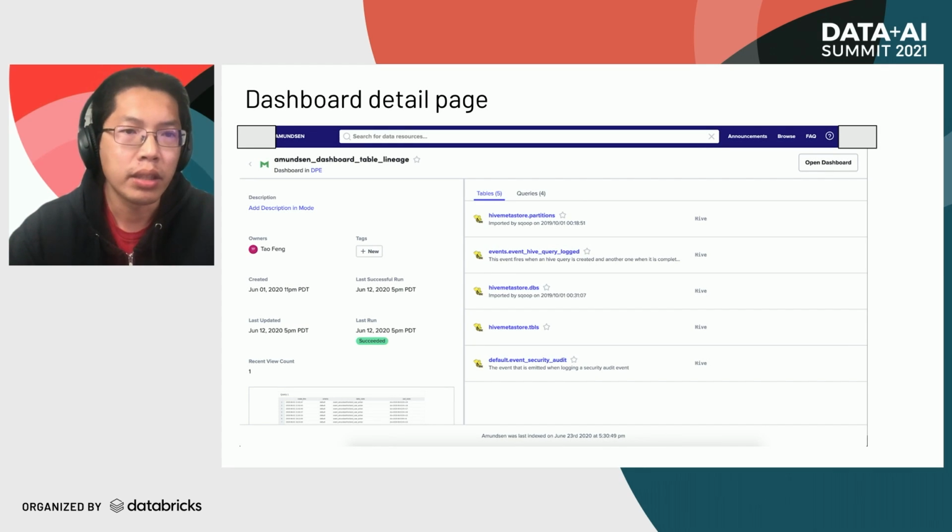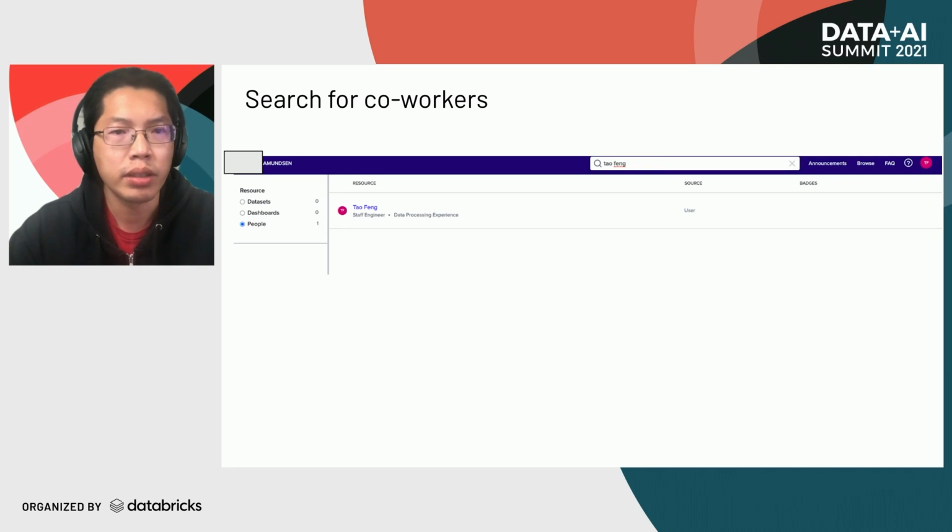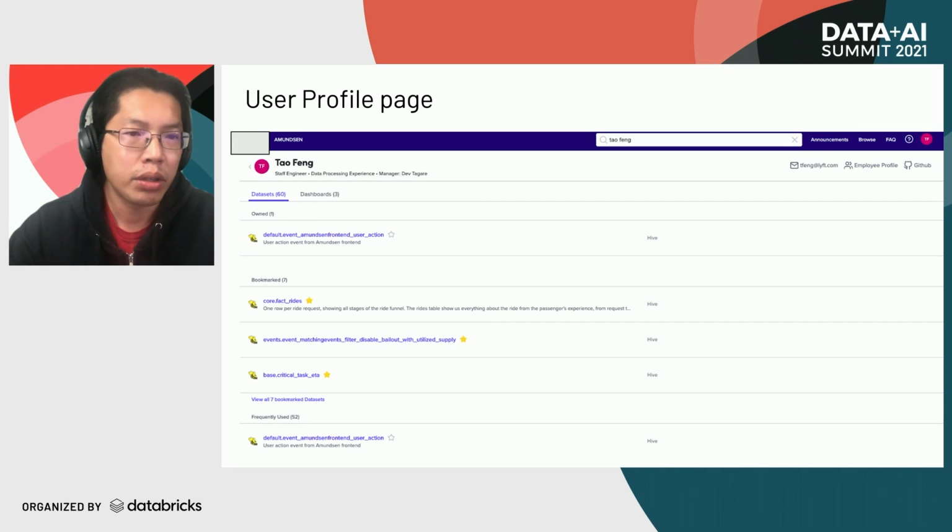Now let's see the dashboard detail page. The dashboard detail page shows the owner, the last successful run, and even shows a dashboard preview. On the right hand side, you could also see what tables have been used in this dashboard. And you could even search for coworkers and see, for a given coworker, what tables he owns or uses.